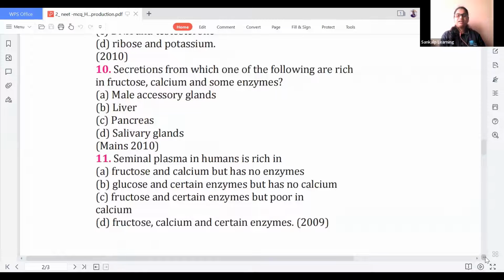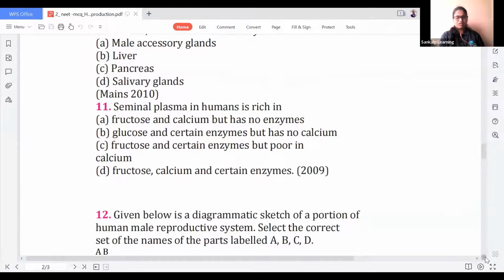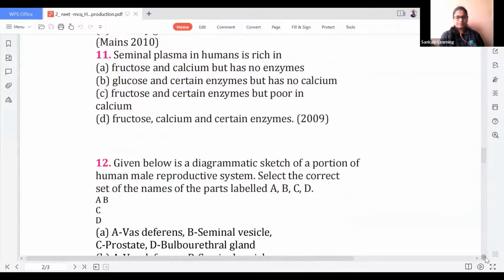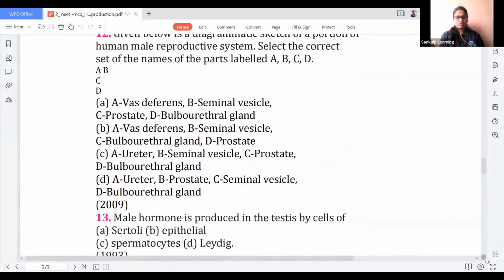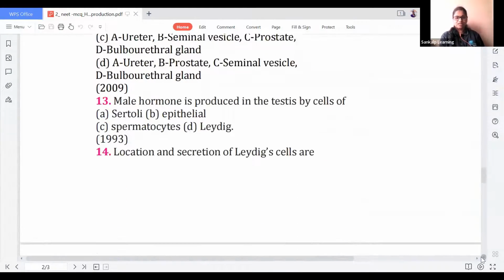Seminal plasma, they have asked the same thing again in a different way. So let me skip that. Okay. Diagram is not here. 13th question goes like this.